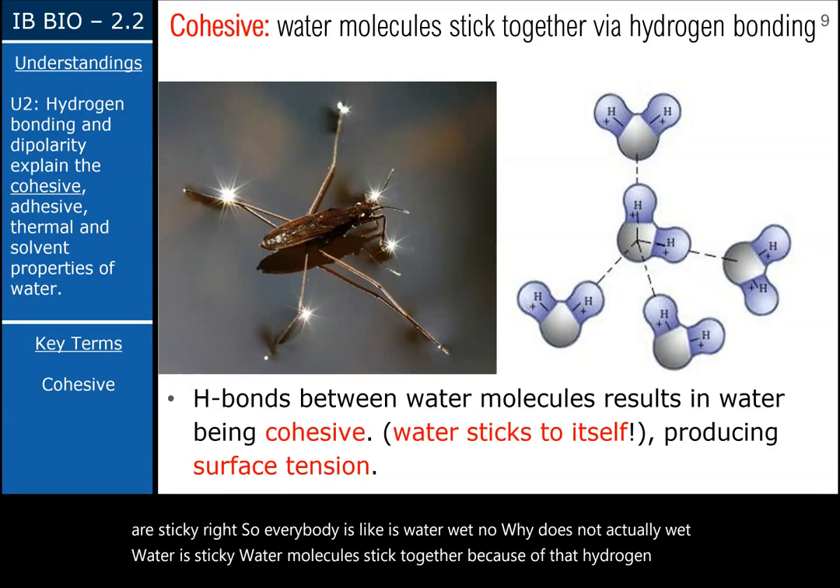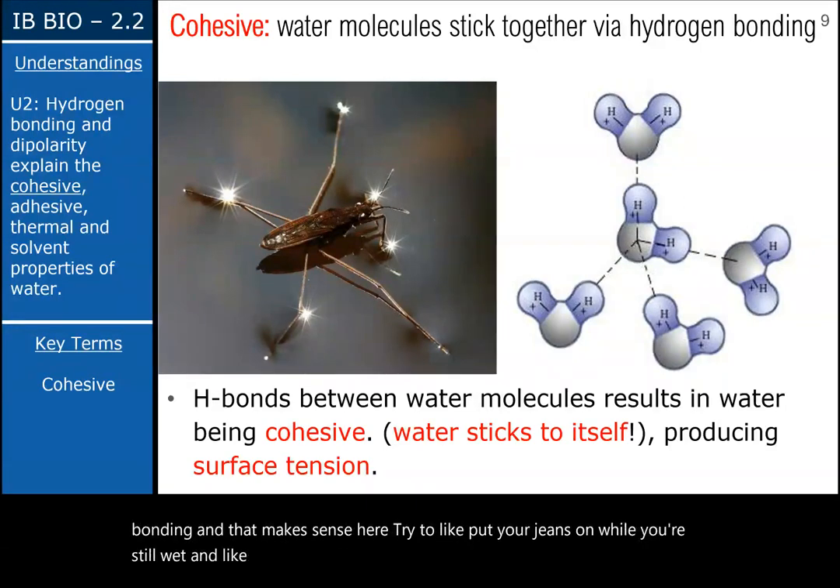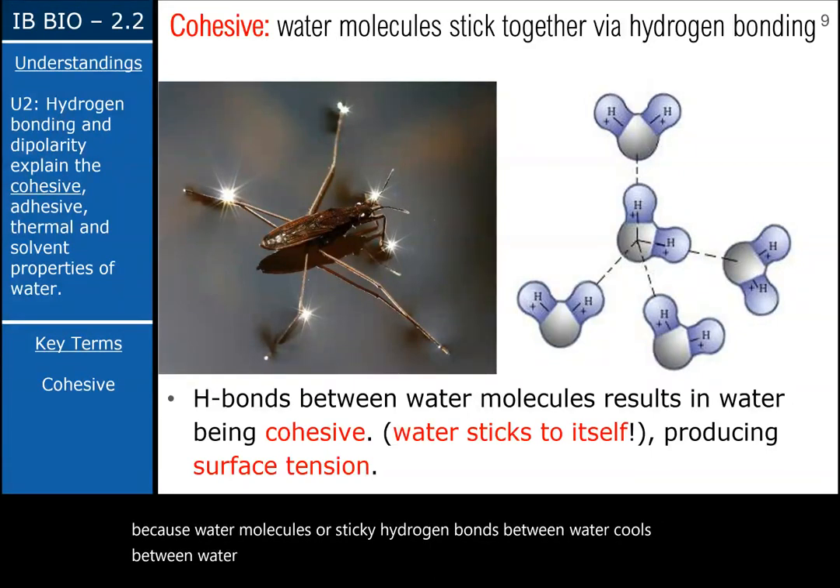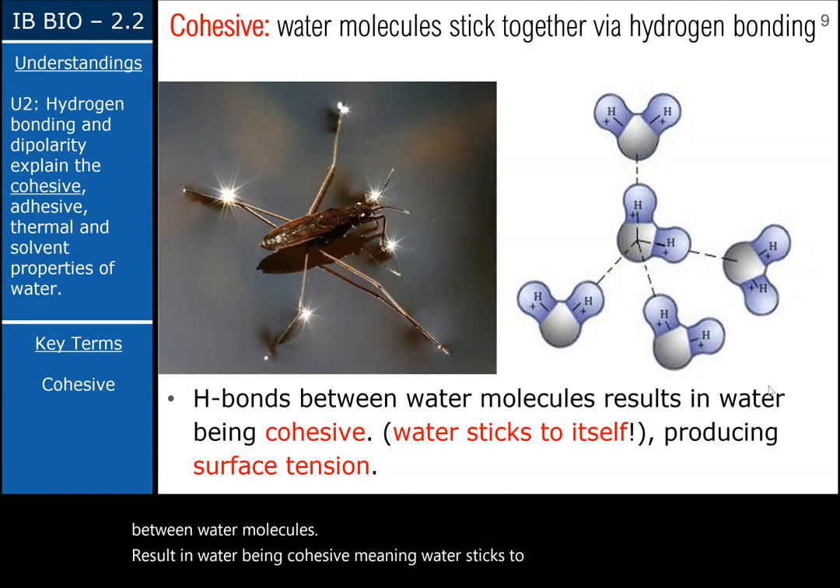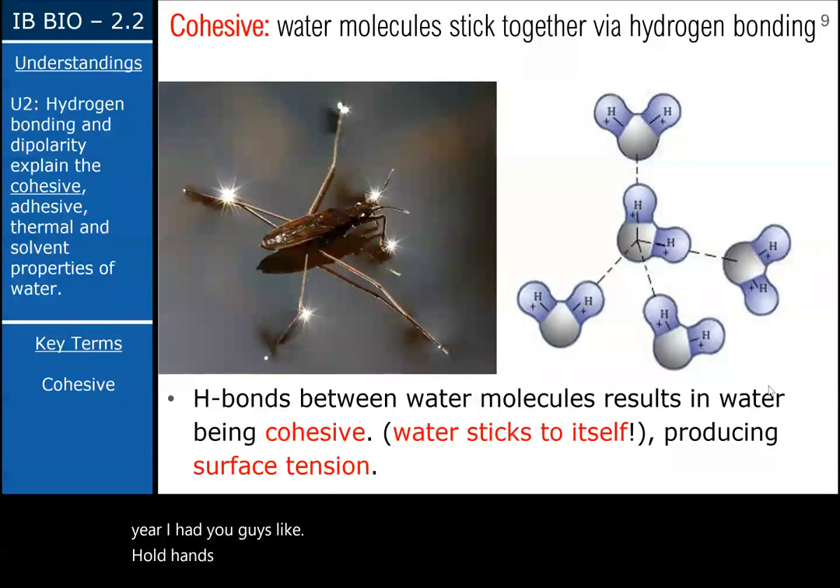And that makes sense. Did you ever try to put your jeans on while you're still wet and it sticks to your body? It's just not a good thing, right? So that's because water molecules are sticky. Hydrogen bonds between water molecules result in water being cohesive, meaning water sticks to itself. I think freshman year I had you guys hold hands and then everybody pulled everybody, right?